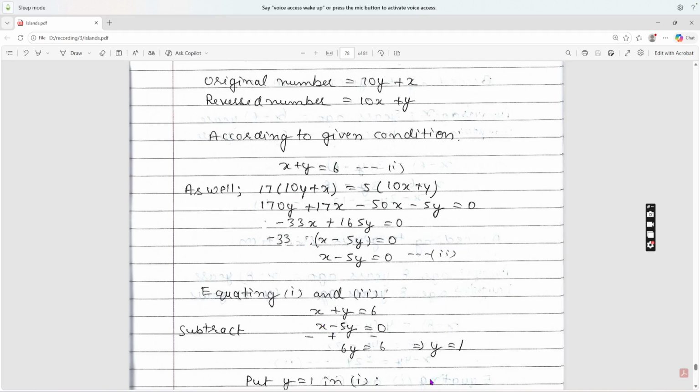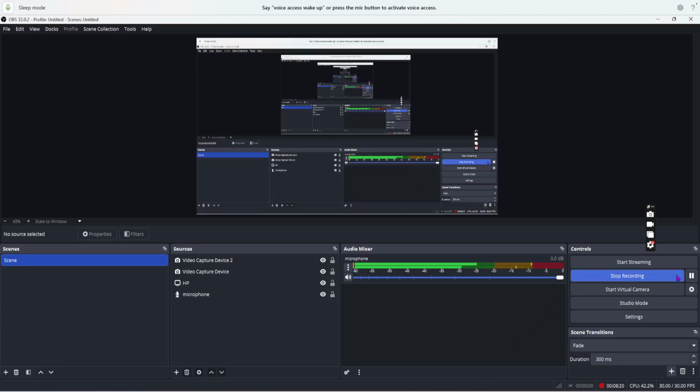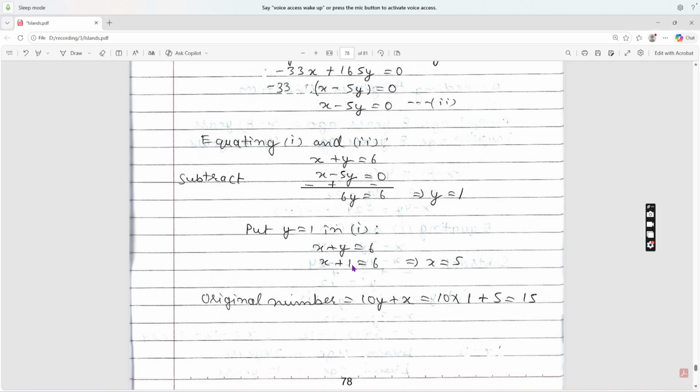Now see, we are doing this by subtracting these two equations. Why? Because it is plus x, it is plus x. The signs are same, so we are going to subtract. This plus becomes minus, this minus becomes plus, this plus becomes minus. So 6 minus 0 is 6, plus y plus 5y is equal to 6y, plus x minus x is equal to 0. So y is equal to 6 upon 6, that is equal to 1.